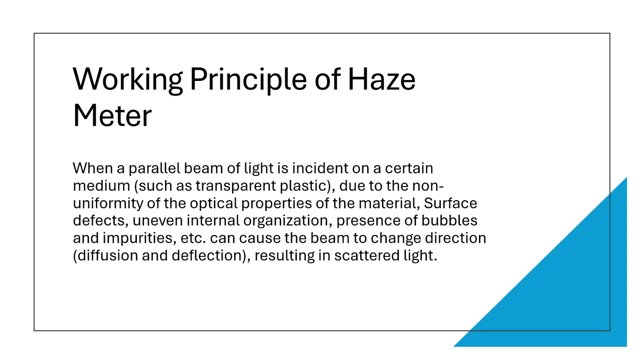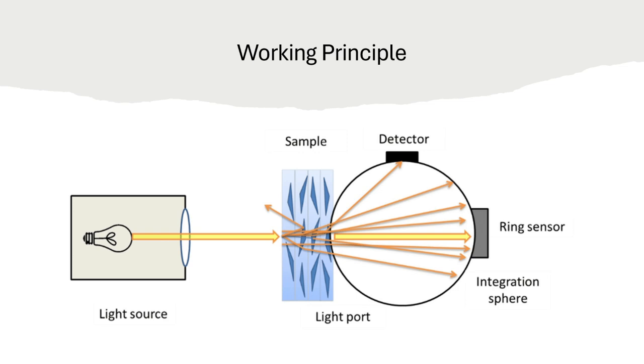So what is the working principle of the Haze Meter? Basically, when a parallel beam of light is incident on a certain medium, such as glass or plastic, due to the non-uniformity of the optical properties of the material, surface defects, uneven internal organization, impurities, etc., it causes the beam to change direction, which results in scattering of the light.